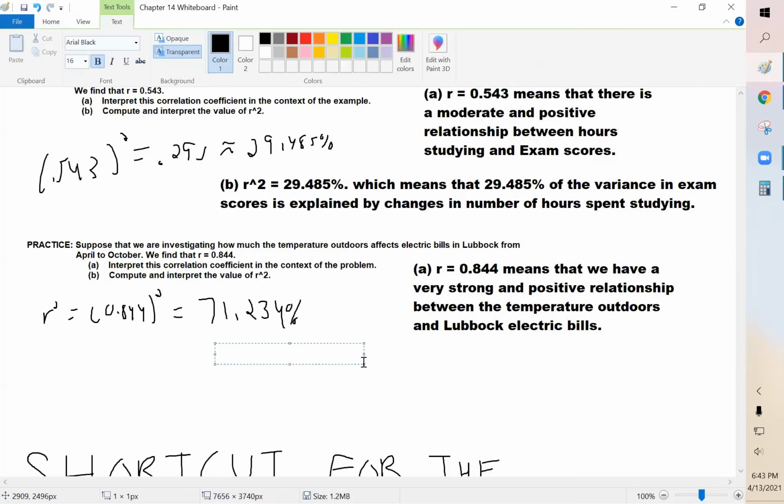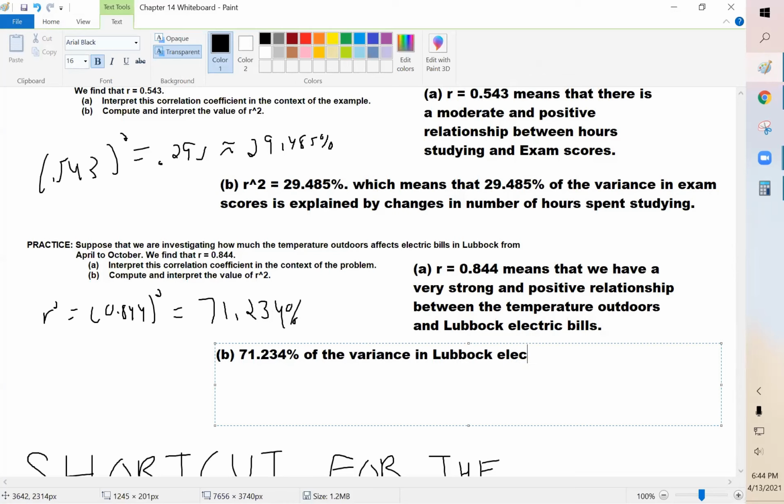Pull the text box again, because everyone likes text boxes because my handwriting sometimes isn't the best. So in this case, 71.234% of the variance in Lubbock electric bills, if you want to say electric bills in Lubbock, same thing. I'm not going to be a grammar Nazi or anything. Unless just your whole sentence is a disaster, but that's a different story. Regardless, 71% of the variance in Lubbock electric bills is explained by changes in the temperature outdoors.